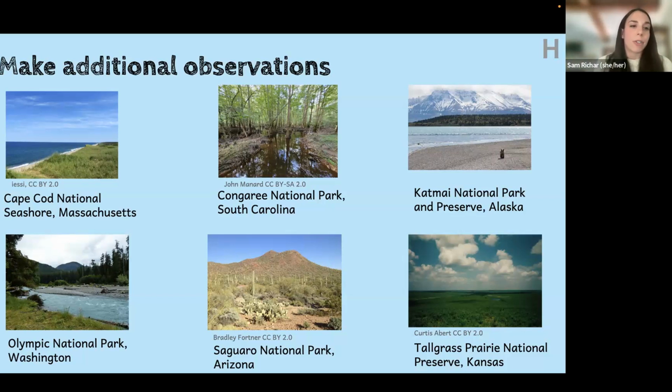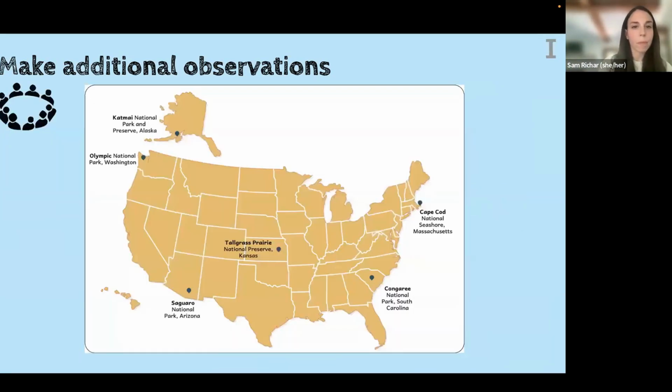So we have Cape Cod National Seashore in Massachusetts, Congaree National Park in South Carolina, Katmai National Park and Preserve in Alaska, Olympic National Park in Washington, Saguaro National Park in Arizona, and Tallgrass National Preserve in Kansas. Also taking some time to see on a map where these different places are and also where our classroom is in comparison.